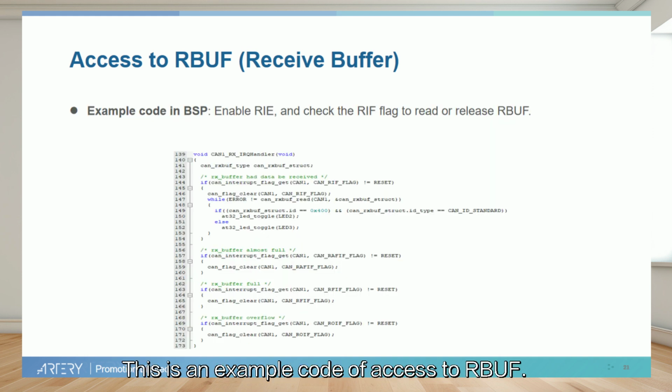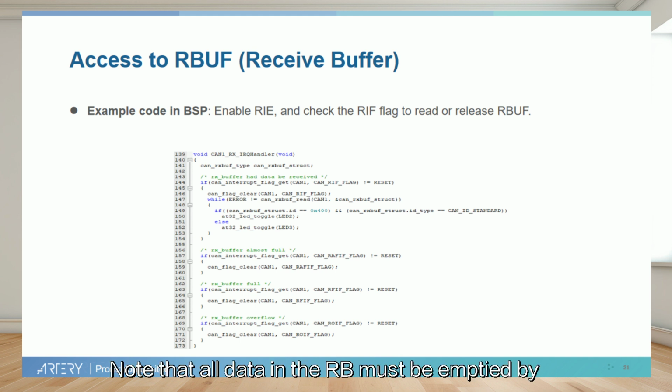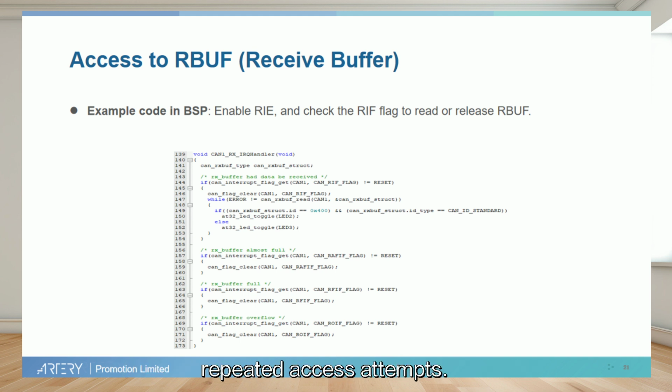This is an example code of access to RBUF. First, enable RIE and then check the RIF flag to read or release RBUF. Note that all data in the RB must be emptied by repeated access attempts.